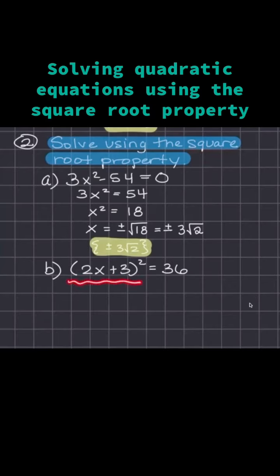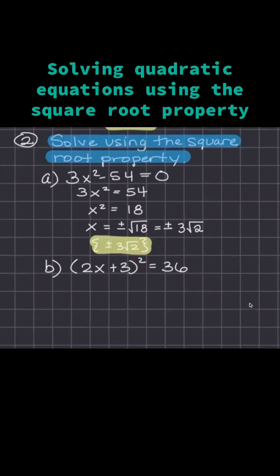Now, the second example is actually in the correct form already to use the square root property. So rather than multiplying this all out and trying to put it in standard form, you can recognize that you have something squared equals a number. And so we can go straight to the square root property and say that 2x plus 3 is going to be plus or minus the square root of 36. And then now you just finish solving this for x.